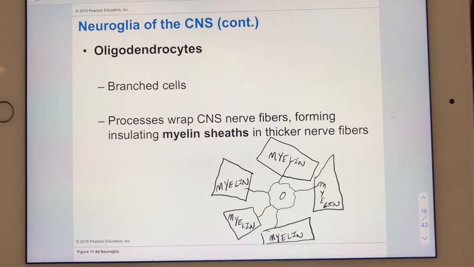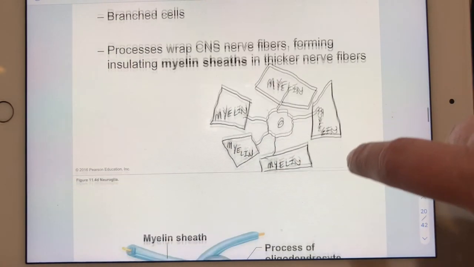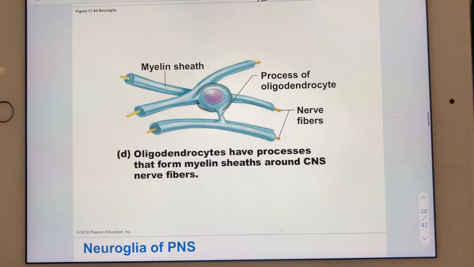Okay, if you look at the next slide, which is 21, pardon me, you can see one cell body of an oligodendrocyte with its nucleus within, okay? And then presumably three blanket-like projections.